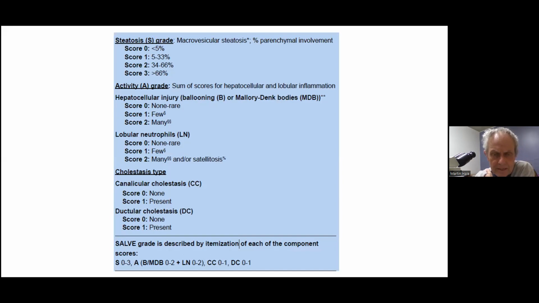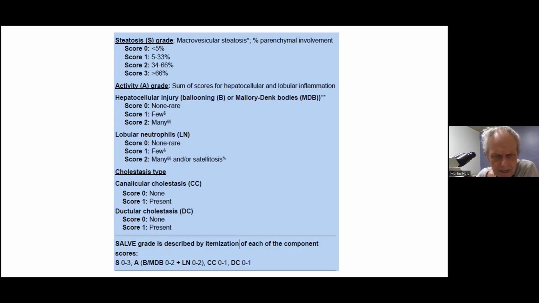I think sometimes, whilst it's important to not have three groups, in other words, 1, 2, and 3, I think it can be difficult to decide whether you've got few neutrophils or many neutrophils. And the guideline that's given in the article is that many basically equates to easily recognizable. Sorry, not neutrophils, I'm talking about Mallory-Denk bodies, many Mallory-Denk bodies or ballooning degeneration. In other words, it's readily identifiable.